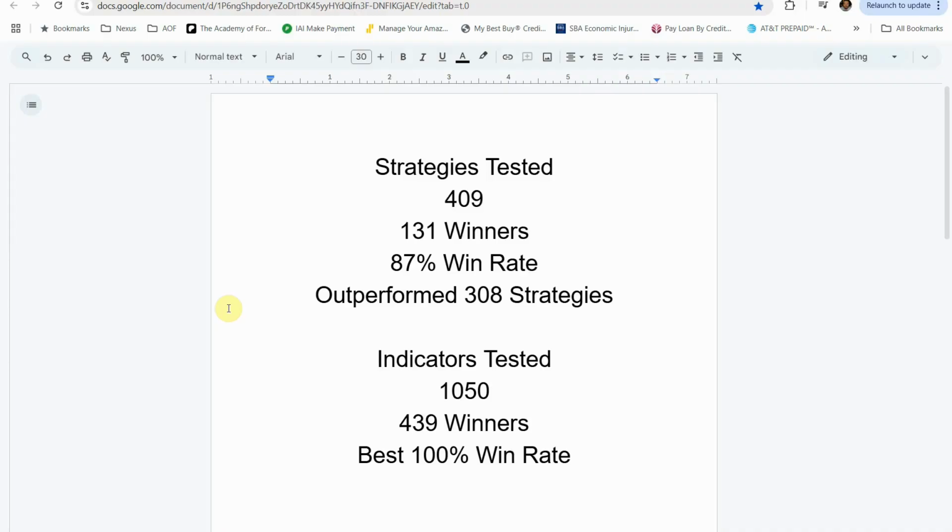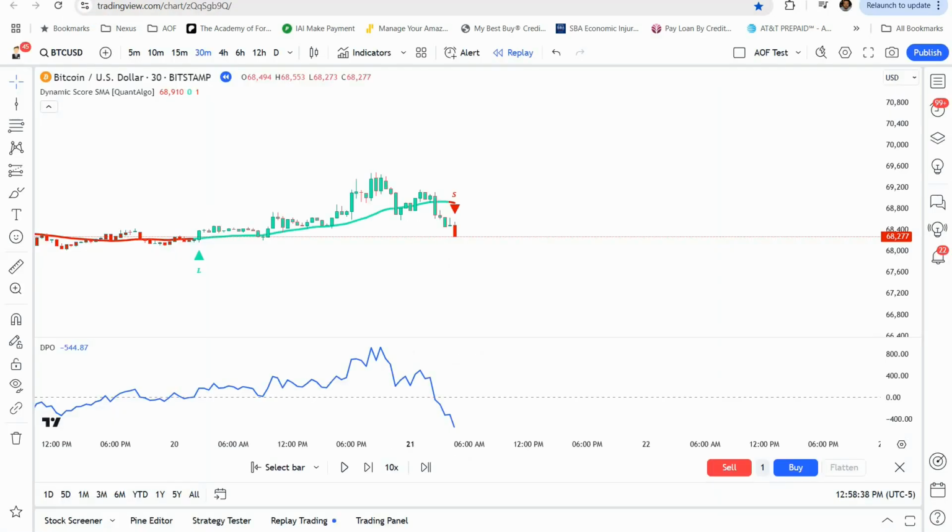Alright, as I said, today we will be testing a crypto scalping strategy. Before we do though, I wanted to put the testing scoreboard up for everyone to see. So to date, we have tested a total of 409 different strategies with 131 of them being winners. The best one so far was able to achieve an 80% win rate. That was achieved using the Academy Forex indicator. And so far, since we've been keeping track, it has outperformed 308 of the other strategies that we have put it up against, every single one so far. We've also tested a total of 1,050 indicators, with 439 of them being winners.